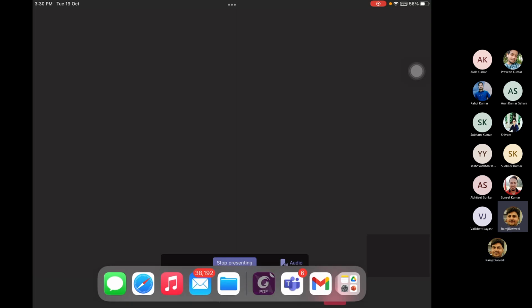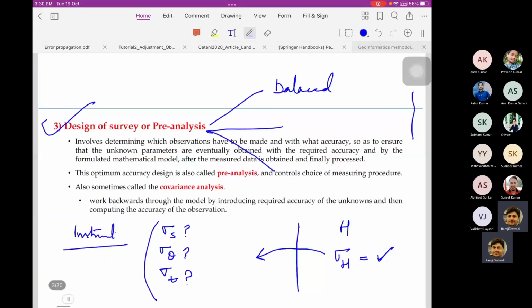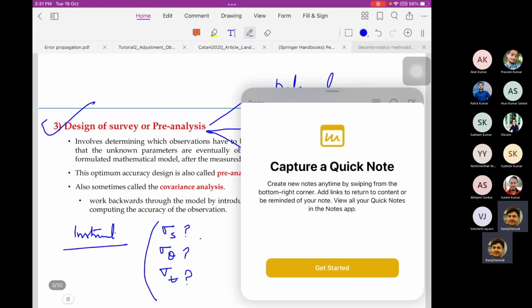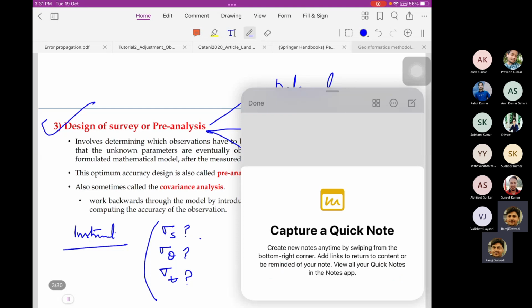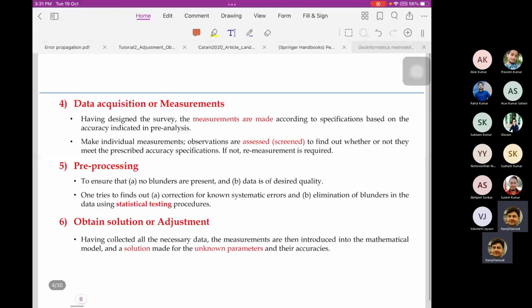Okay, so let us come back to the discussion. The third step which we have done. The fourth is, once you have finalized the pre-analysis part, now the next step is data acquisition or measurement.